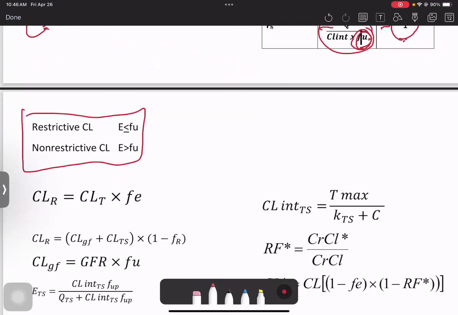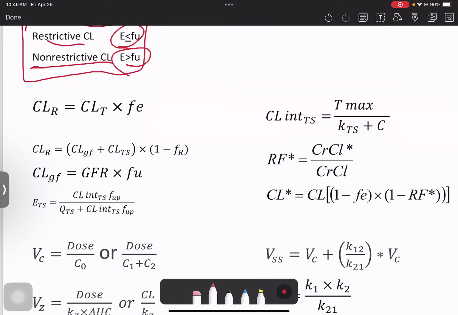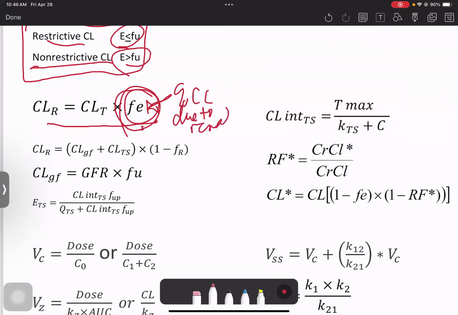Here's another reminder of what restrictive clearance means. It's restricted to only free drug, and non-restrictive clearance sees all the drug as being free and available. If we get into renal clearance, remember, FE is the fraction of drug excreted unchanged in the urine. It's basically the percentage of clearance due to the kidneys, right? And we expect that 1 minus FE is hepatic clearance, right? So we can always figure out our renal clearance and our hepatic clearance if we know FE.